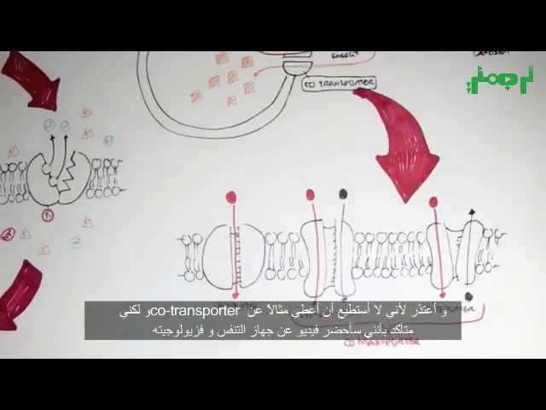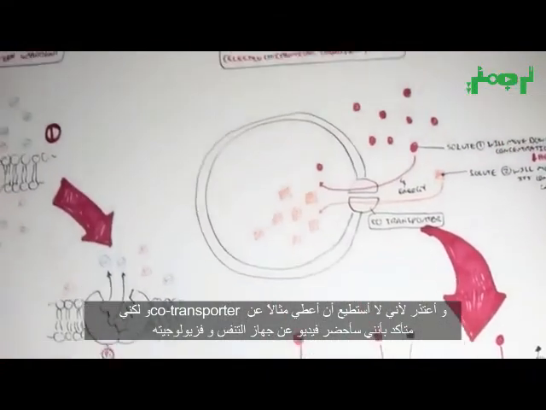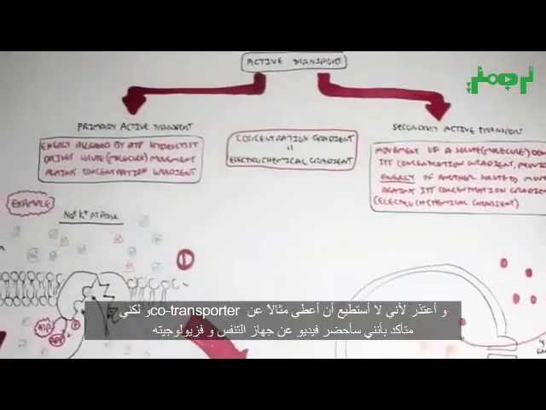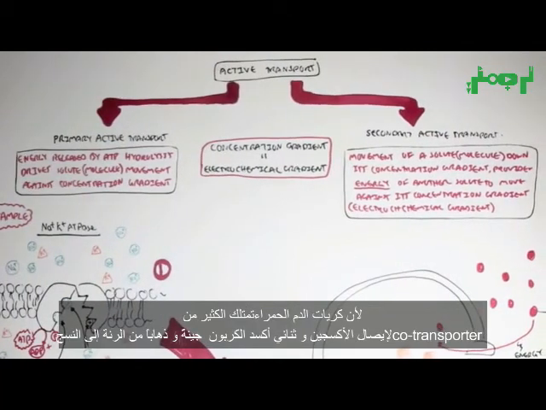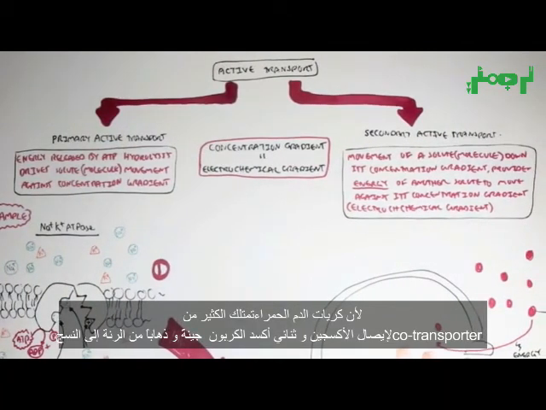And I'm sorry I cannot give you an example of a co-transporter, but I will make sure to make a video about the respiratory system and the physiology of it, because the red blood cells have a type of co-transporter to deliver oxygen and carbon dioxide back and forth from the lungs to the tissues. So that concludes the video on active transports.